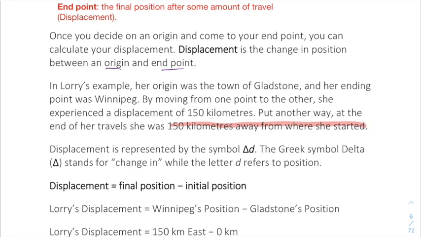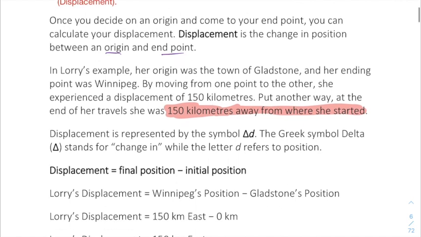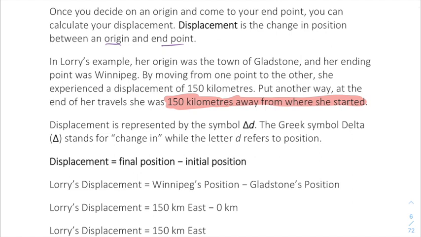Now notice that in this displacement, I did not mention anything about how she drove there. Did she take any turns during that trip? Did she actually take a straight line? Well, displacement always assumes a straight line, whereas distance is going to be a description that does not have a straight line. So displacement is represented by the symbol delta D, where the Greek symbol delta stands for change in, while the letter D refers to the position.